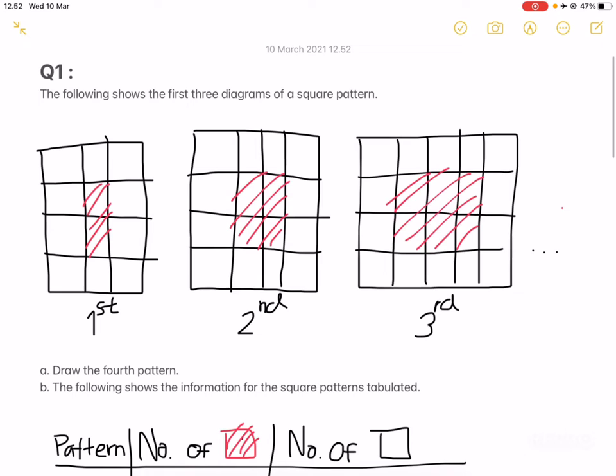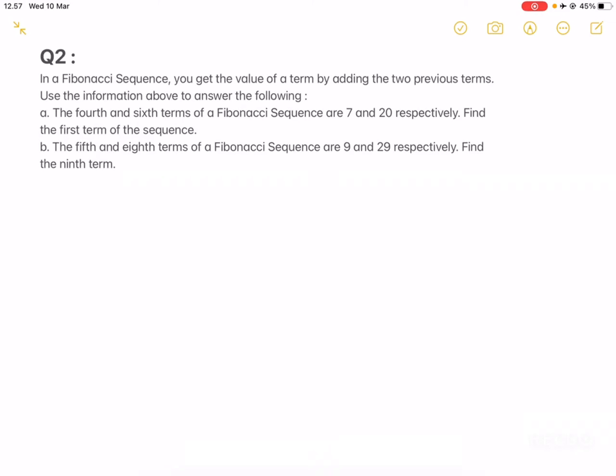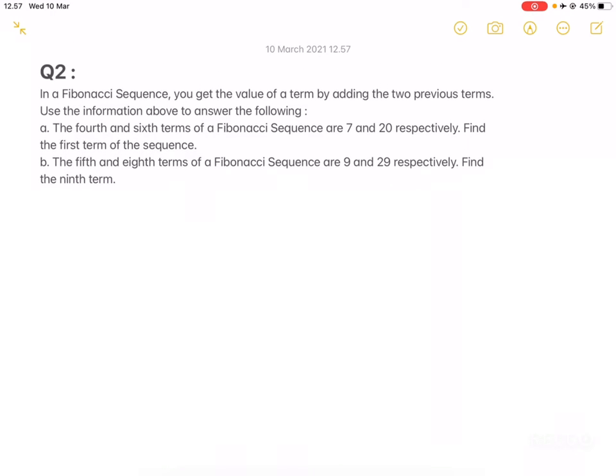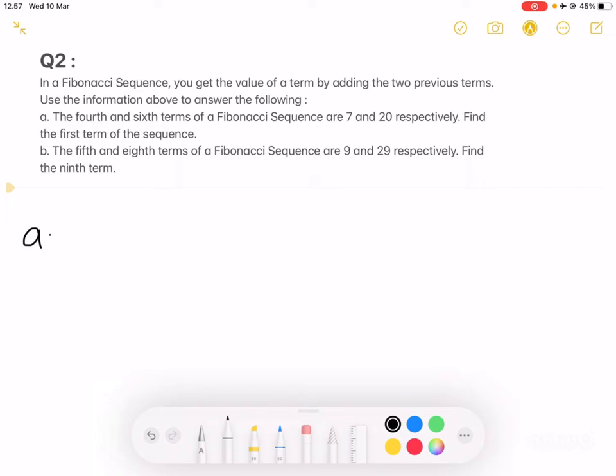Now the second question will involve the Fibonacci sequence. So here's question 2. Just a bit of information: in the Fibonacci sequence, you get the value of a term by adding the two previous terms. So that is very useful to answer the following. For part A, the fourth and sixth terms of a Fibonacci sequence are 7 and 20 respectively. Find the first term of the sequence.